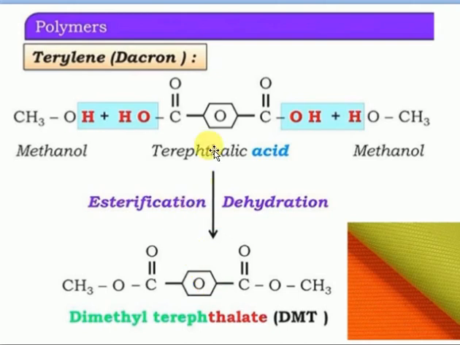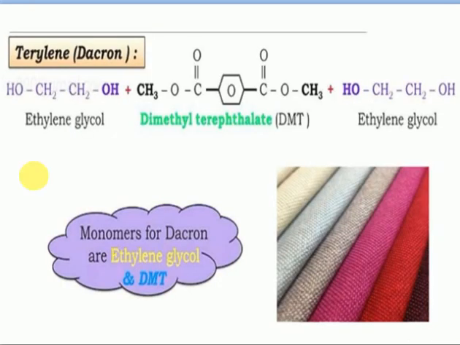They form dimethyl terephthalate only. Once again, terephthalic acid is nothing but benzene containing two acid functional groups, both in the para positions. This acid functional group reacts with methanol. By leaving out the water molecule, esterification happens and they form dimethyl terephthalate only. Next one, what happens there?